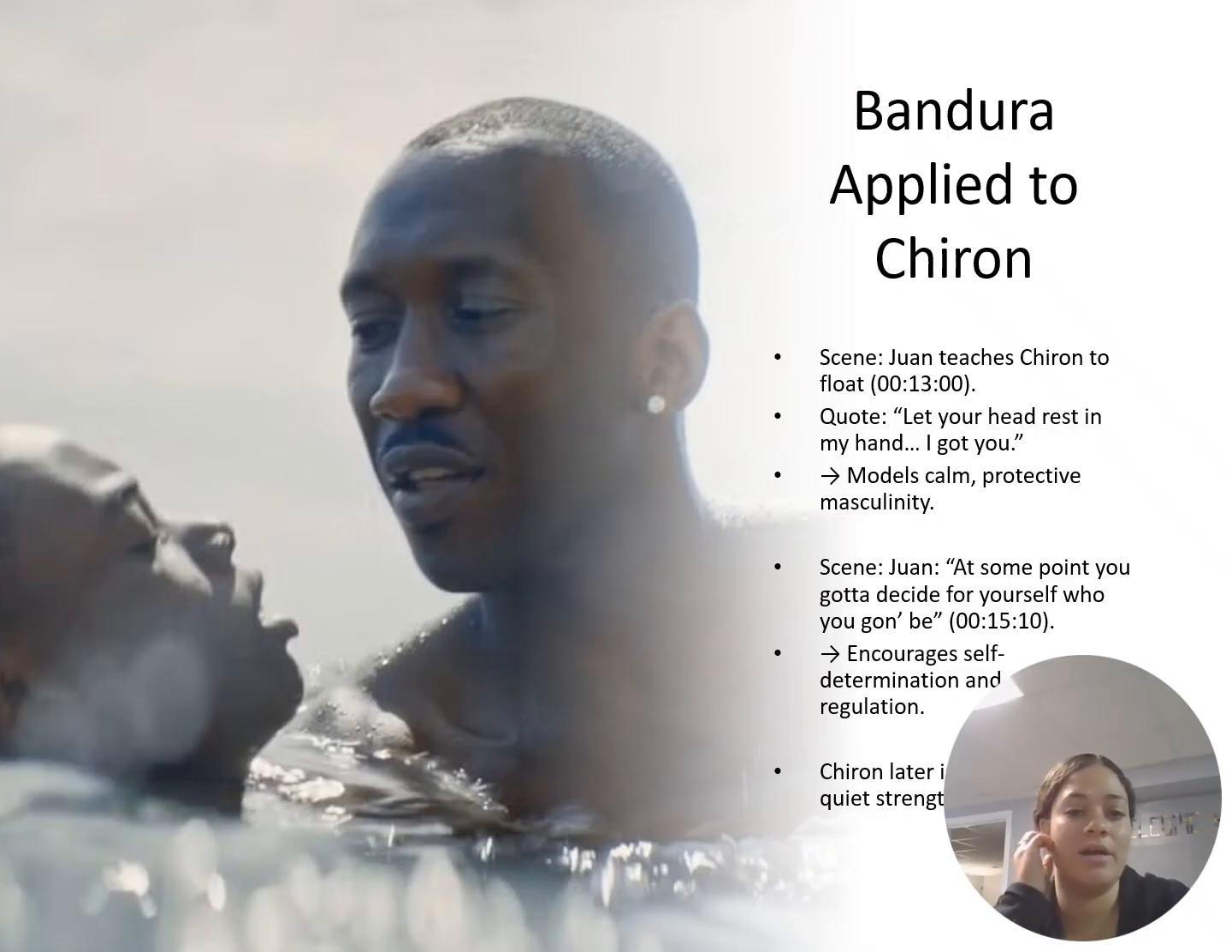Kieran learns that masculinity does not need to be harsh, it can be soft and nurturing. Later, Juan tells Kieran, "At some point you've got to decide for yourself who you're going to be." That happens at about 15 minutes and 10 seconds. This message becomes a psychological anchor for Kieran. Even though Juan disappears from his life, his early influences shape Kieran's understanding of self-determination.